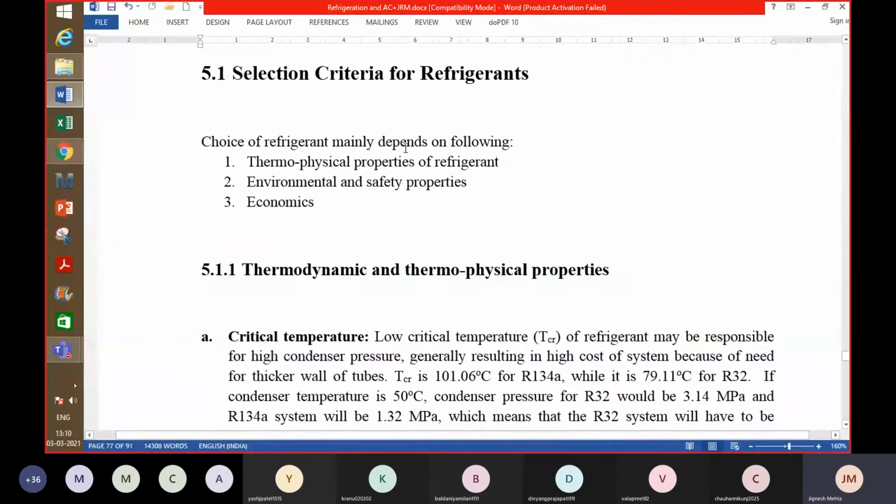Now, what is the selection criteria for a refrigerant? What are the properties that you will consider? So the properties that will be considered are the thermophysical and thermodynamic properties of refrigerants.